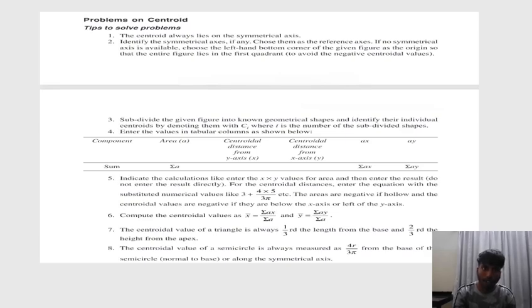Look at the second statement, identify the symmetrical axis. First we have to find the symmetrical axis, then we have to choose the reference axis. If there is no symmetrical axis available in the figure, you have to choose the left and bottom corner of the given figure as the origin. In the diagram, we should take the left hand corner of the given figure as the origin. Then the entire figure lies in the first quadrant.